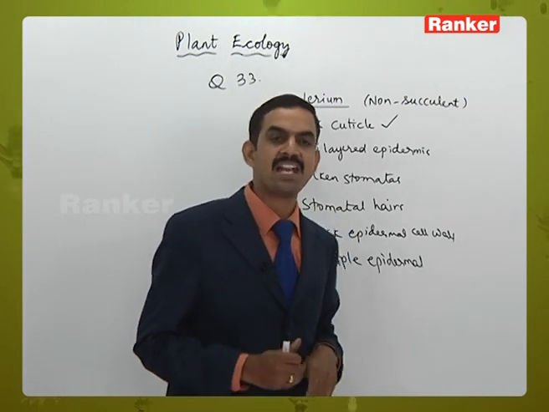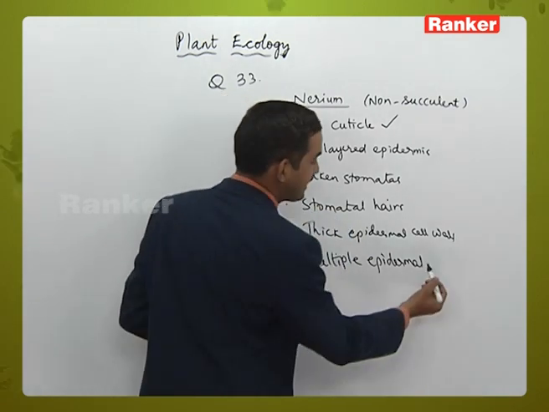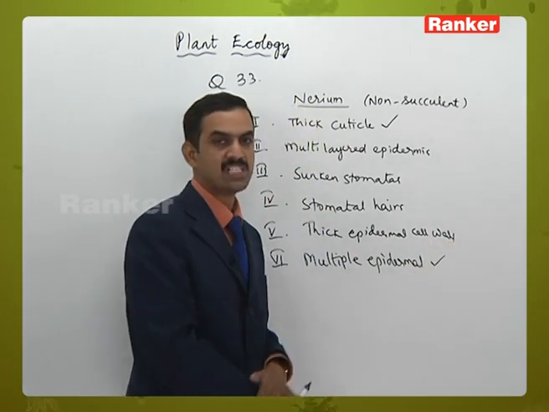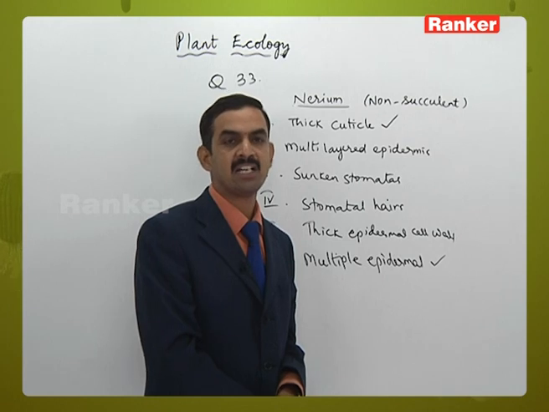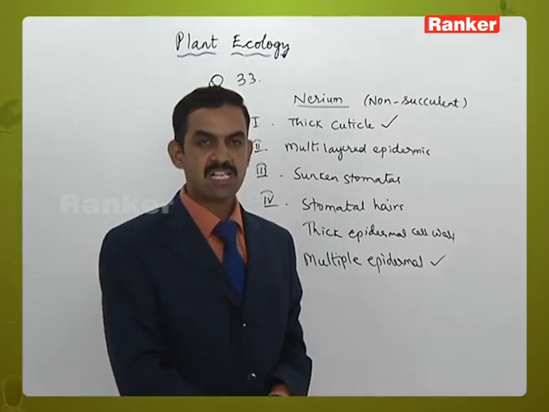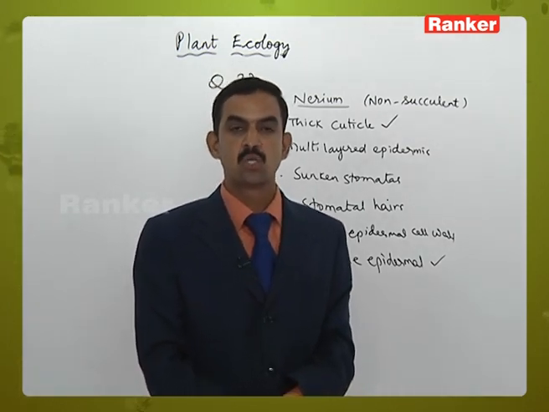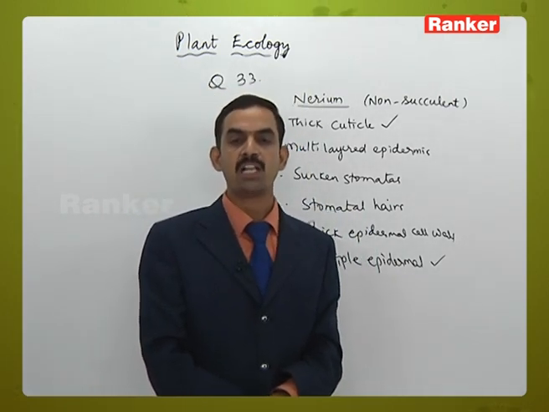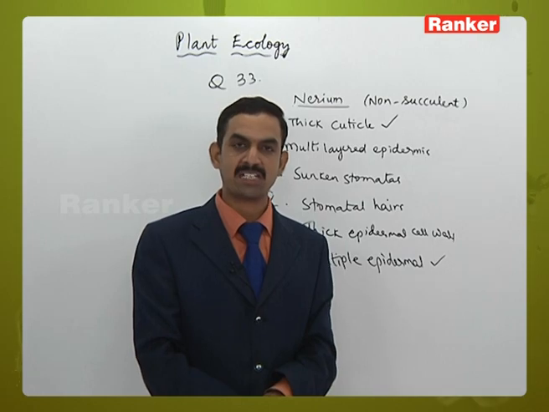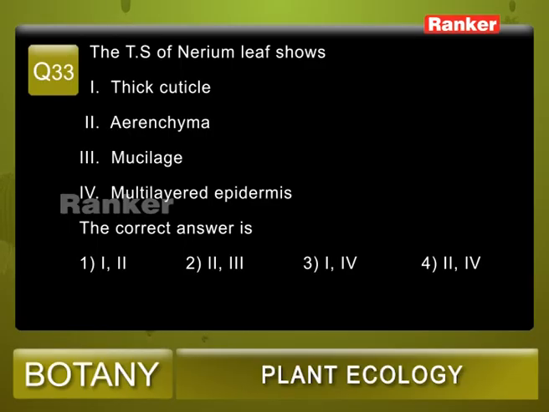The fourth one, multi-layered epidermis. So here the presence of many layers of epidermis is another specific adaptation which is present in the Nerium leaves in order to survive in the xerophytic conditions. So from the given options we can say that 1, thick cuticle, and 4, multiple epidermis, are correctly related to the TS of Nerium leaf. Question number 33, the correct answer is 3.